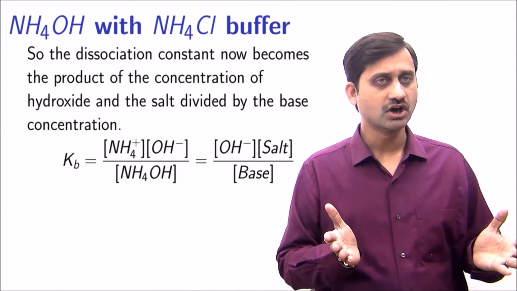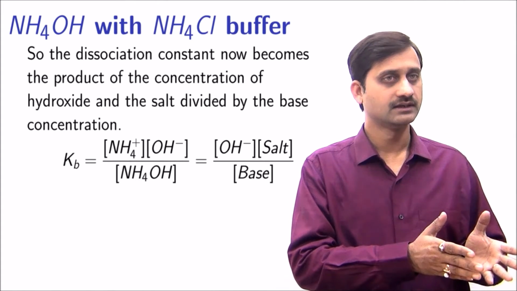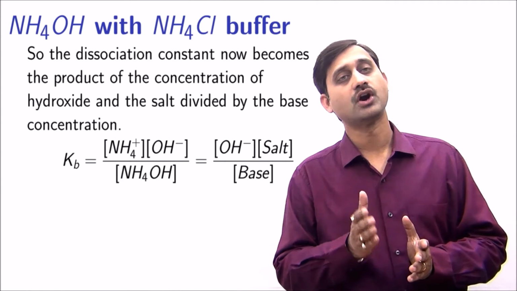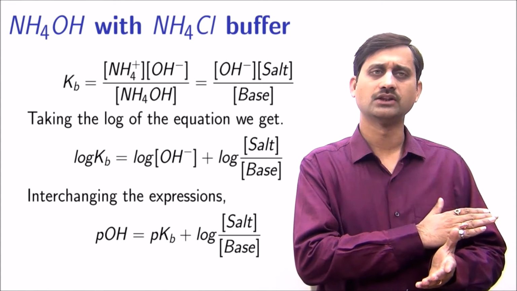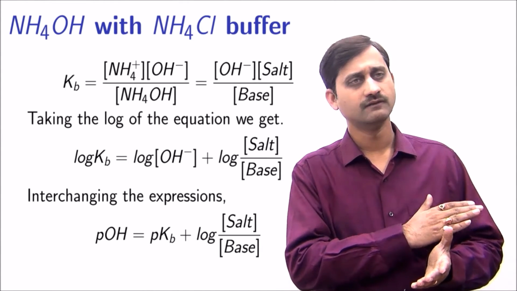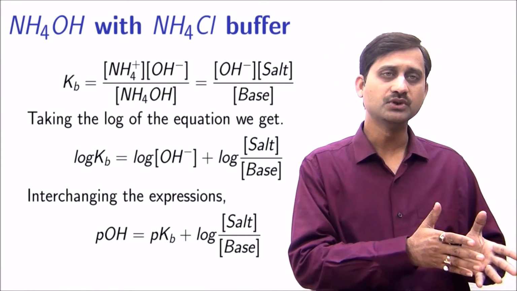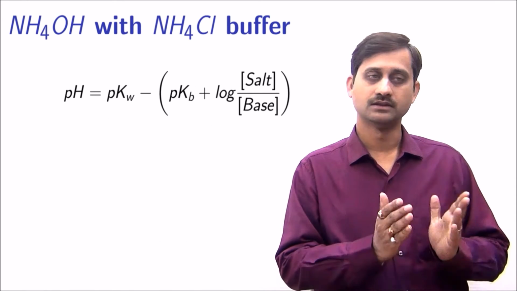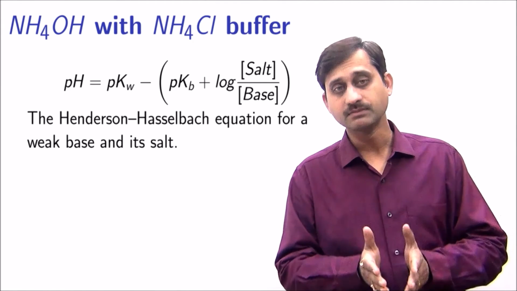So the dissociation constant now becomes the product of the concentration of hydroxide and the salt divided by the concentration of the base. Taking the log and interchanging the side of the log of hydroxide and Kb, we get the pOH. Subtracting pOH from pKw, we get the pH. This is the Henderson-Hasselbalch equation for a weak base and its salt.